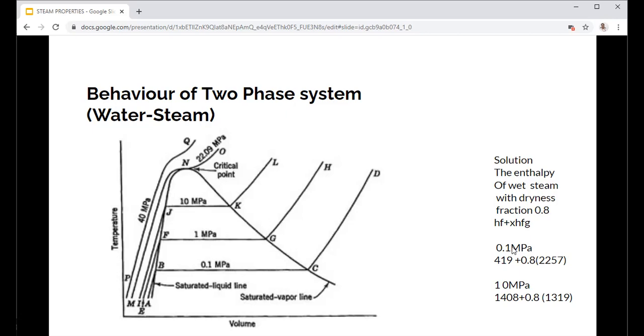Similarly, at 10 megapascals, you can look from the steam tables that the value of Hf is 1408, the dryness fraction is given as 0.8, and the Hfg value is 1319. So this way we need to find the enthalpy of wet steam. Similar expressions can be used to find the specific volume of wet steam and specific entropy of wet steam.